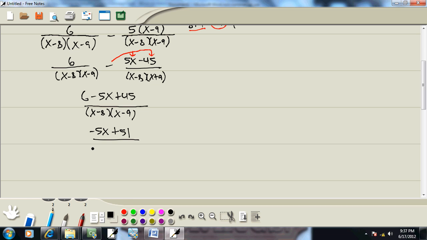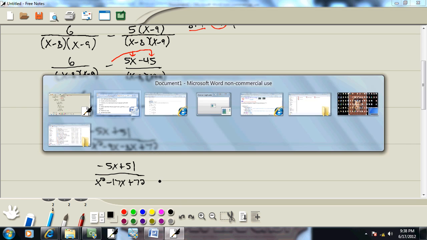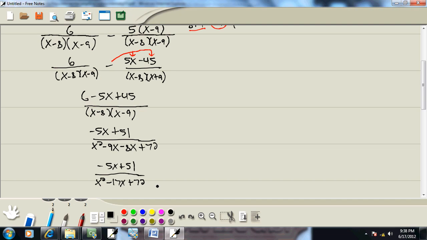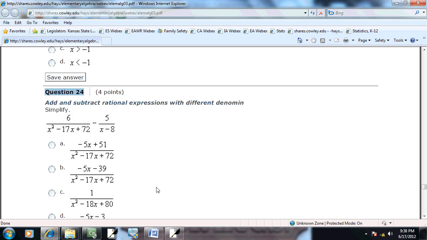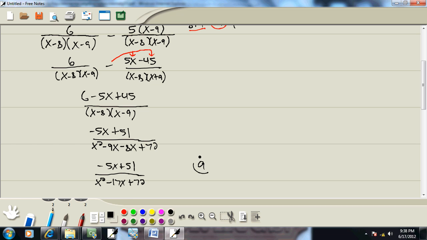And I'll multiply the bottom parts together. X times x is x squared. X times negative 9 is negative 9x. Negative 8 times x is negative 8x. Negative 8 times negative 9 gives us positive 72, which gives us negative 5x plus 51 over x squared minus 17x plus 72. The reason why I multiplied those back together is for this particular test bank this came out of, they do that for the answer. So we got negative 5x plus 51 over x squared minus 17x plus 72. Looks like A is our answer.